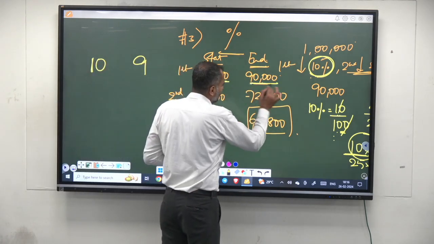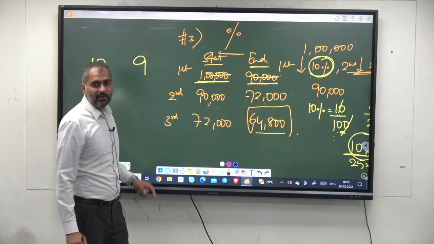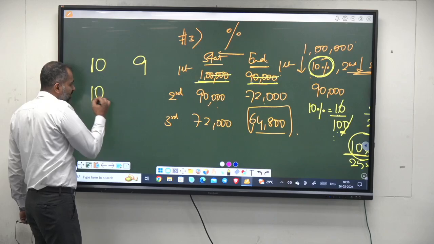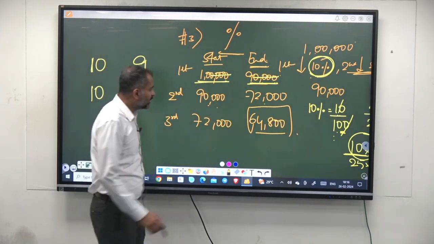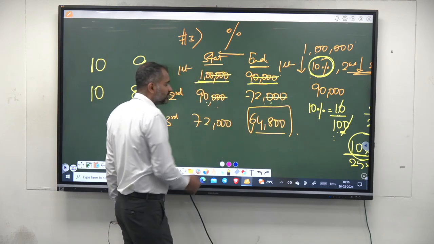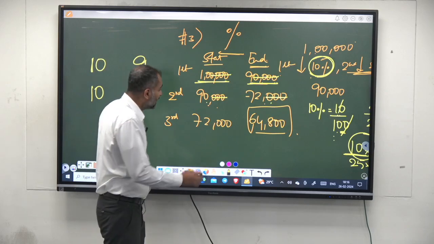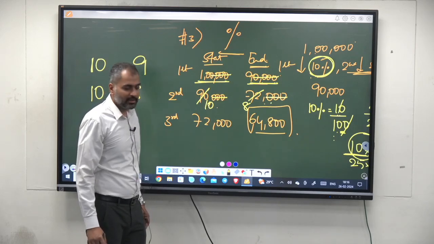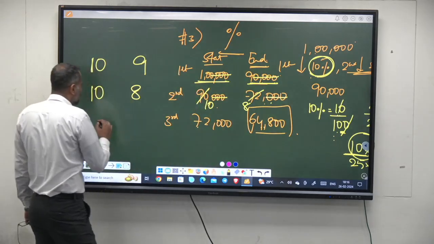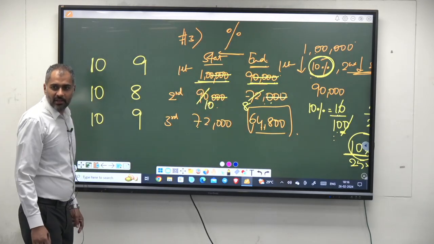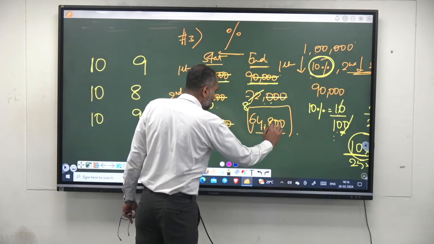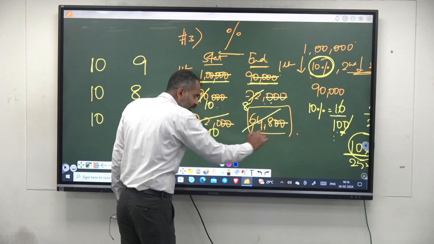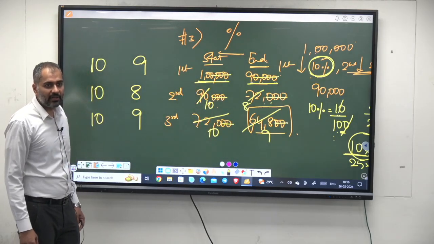1 lakh becomes 90,000 means what is the ratio? 10 to 9. Second year decreased by 20% means if the starting population is 10, can I say this is 8? Yes, sir. What is the ratio of 90,000 and 72,000? Can I cancel like this? 9 into 10, 9 into 8. 10 is to 8. Understood? Similarly, these two ratios are nothing but 10 to 9. See, 72 into 10 is 720. 72 into 9 is 648. 10 is to 9.